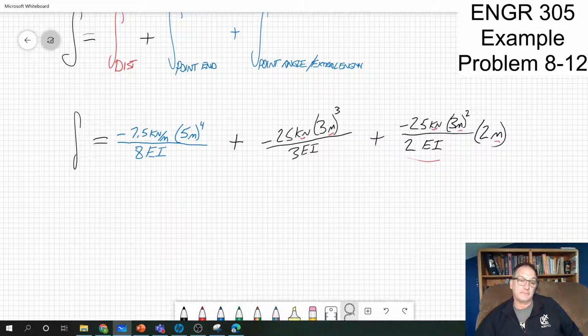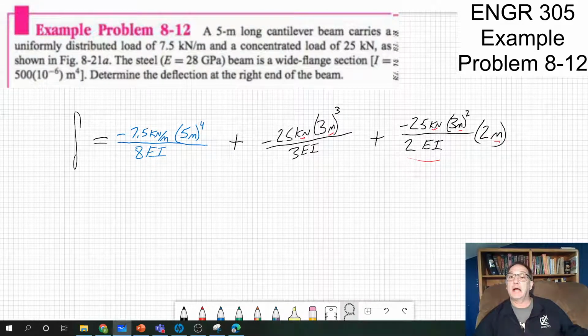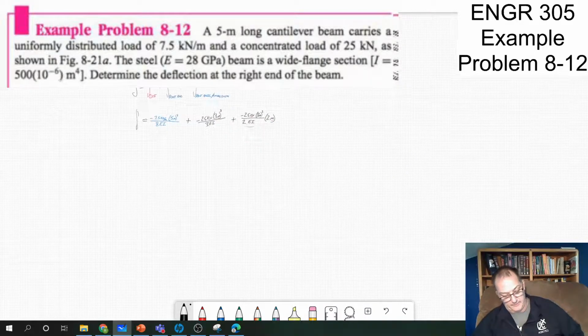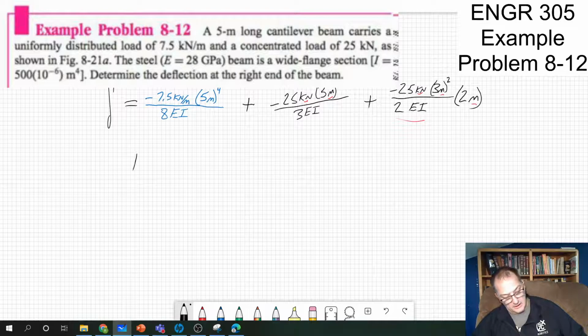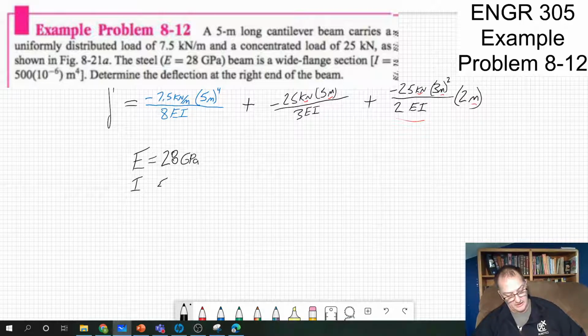Now let me throw in some calculator. The other thing I'm going to do is go back to EI. E is equal to 28 gigapascals, and I was equal to 500 E negative 6 meters to the fourth. So I can multiply that through.